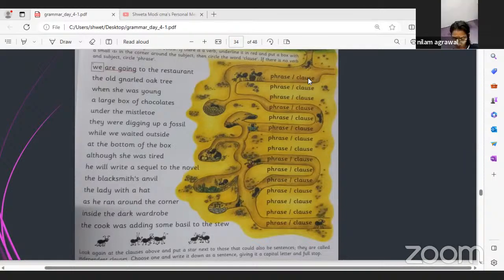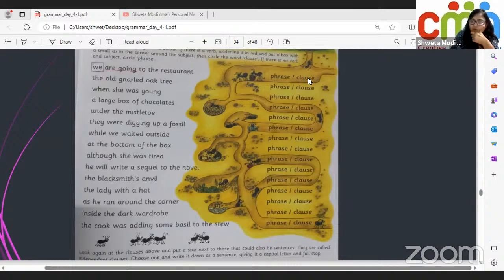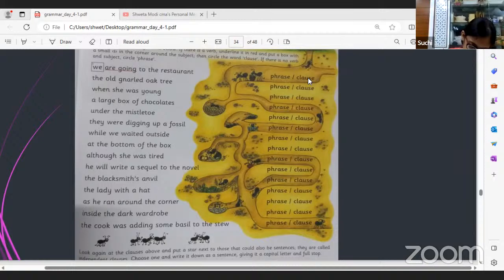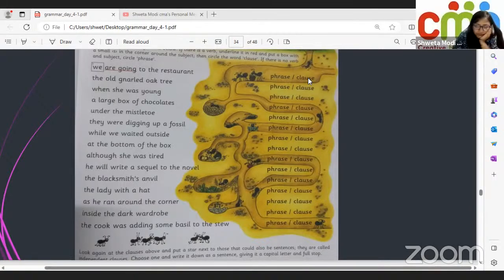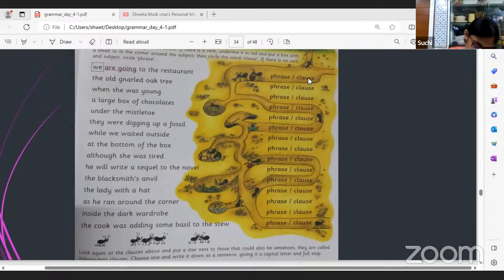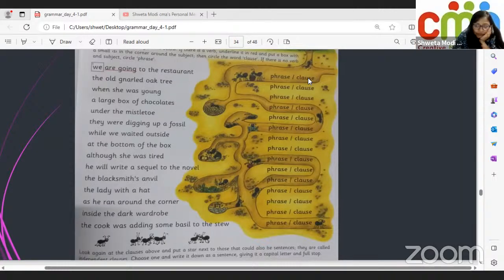They were digging up a fossil, phrase. While we waited outside, clause. At the bottom of the box, phrase. Although she was tired, clause. He will write a sequel, clause. The blacksmith's anvil, phrase. The lady with the hat, phrase. As he ran around the corner, clause. Inside the dark wardrobe, phrase. The cook was adding some basil to, clause.